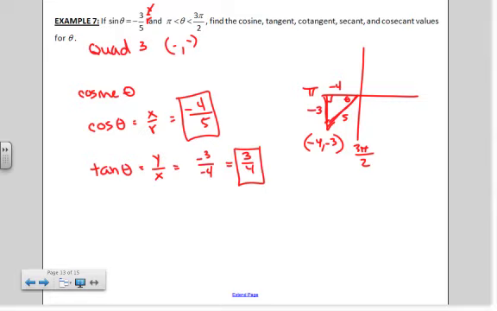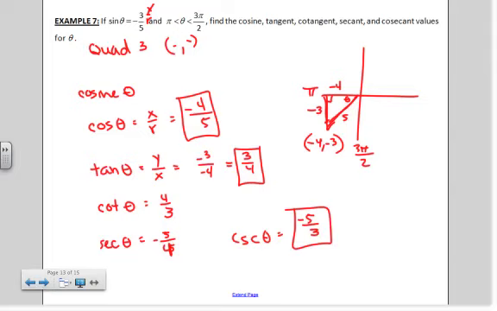Now we have all the values necessary for finding our reciprocals. Our cotangent is the reciprocal of that, 4/3. Our secant is the reciprocal of cosine, so it would be negative 5/4. And our cosecant is the reciprocal of the given value for sine, which is going to make it negative 5/3. Boom. Done.